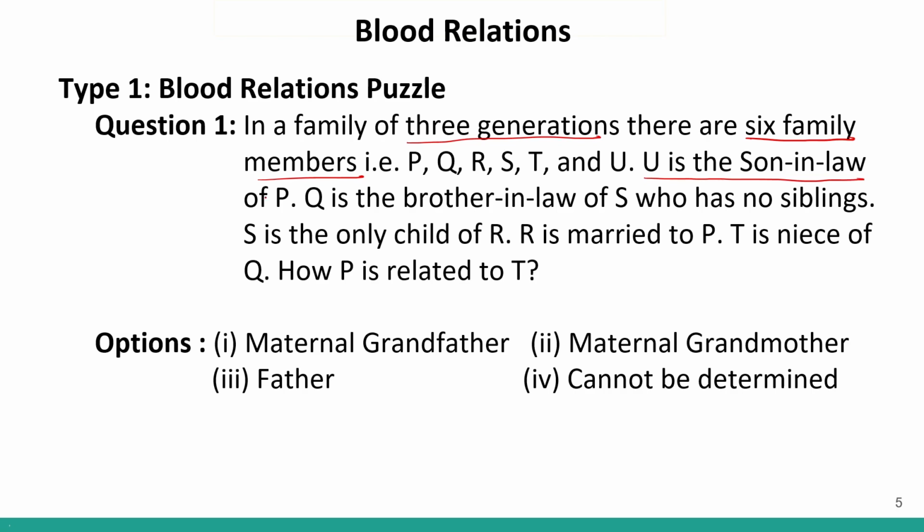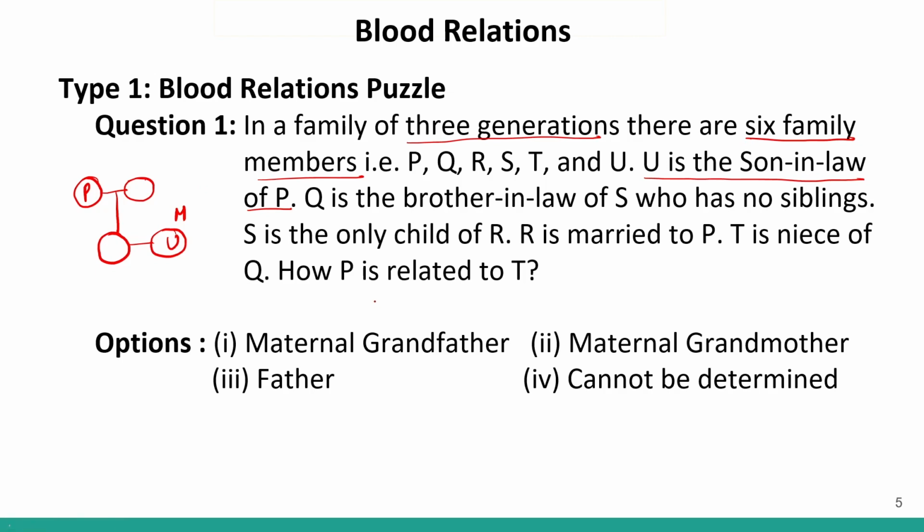U is the son-in-law of P. So if P is over here, P's gender is not known, correct? P will have a spouse also. They will have a child also, and that child's spouse is U, because U is the son-in-law. So U will be male. P and the other person will have a child, and U will be the spouse of that child.